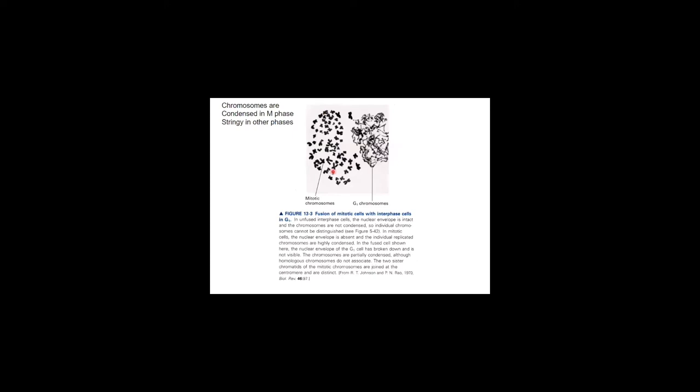So here we go, G1, S, G2, M. Go through the cell cycle. And one thing that we would note is that in M phase, we see these beautiful chromosomes. There's a condensation that goes on and we can see them. Whereas during other phases of the cell cycle, G0, G1, we see the DNA just spread out everywhere. And this shows pretty much the same thing.